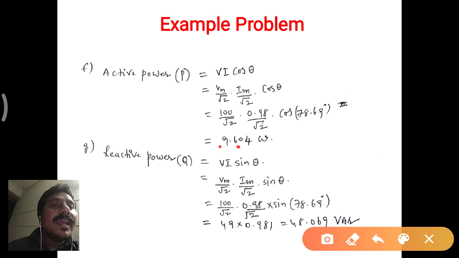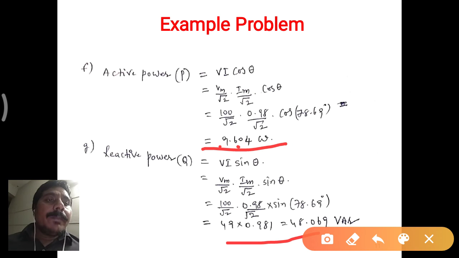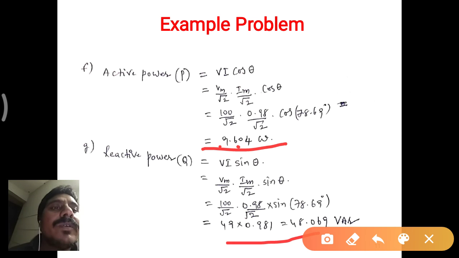48.069. See here, the active power is less, and here the reactive power is less. Already we know the importance of the reactive power from our previous analysis. So it is always better to maintain active power more compared to reactive power.